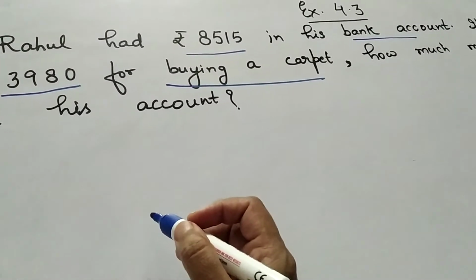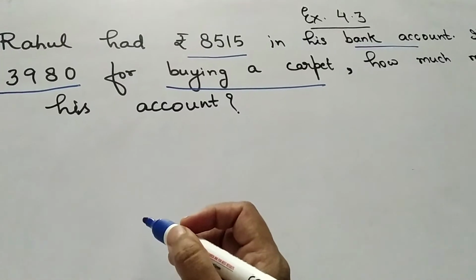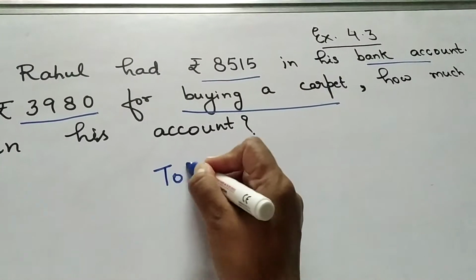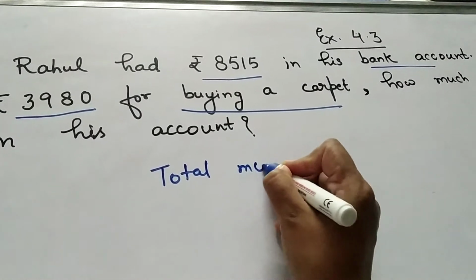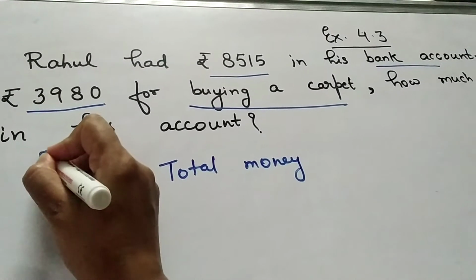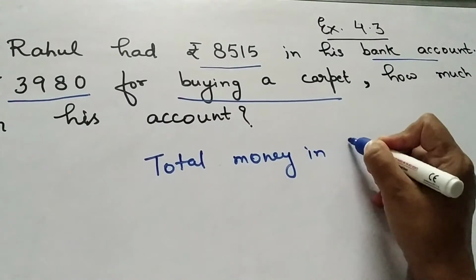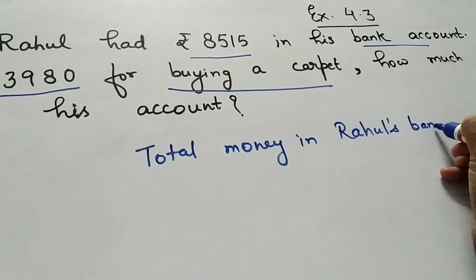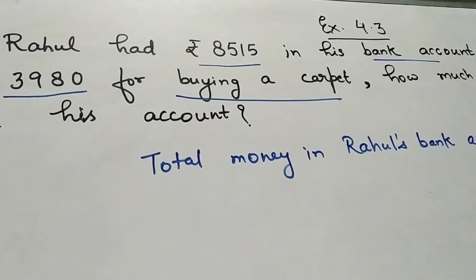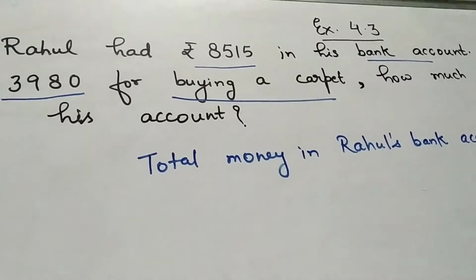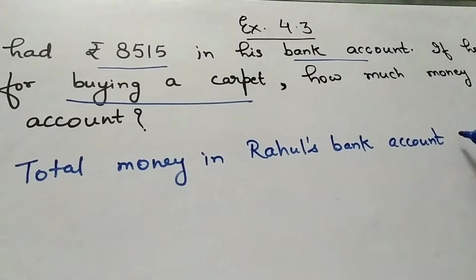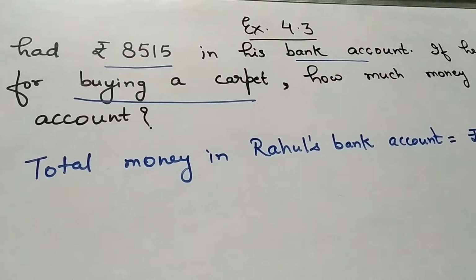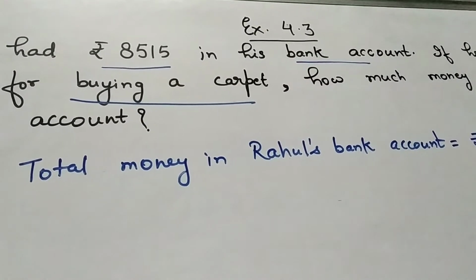Now, as you all know, statements are important in story problems. Let's write the statements. So total money, what is given? Total money in Rahul's bank account. First sentence only will become your statement. Just you have to change some wordings of it so that it will look like a statement. Right?